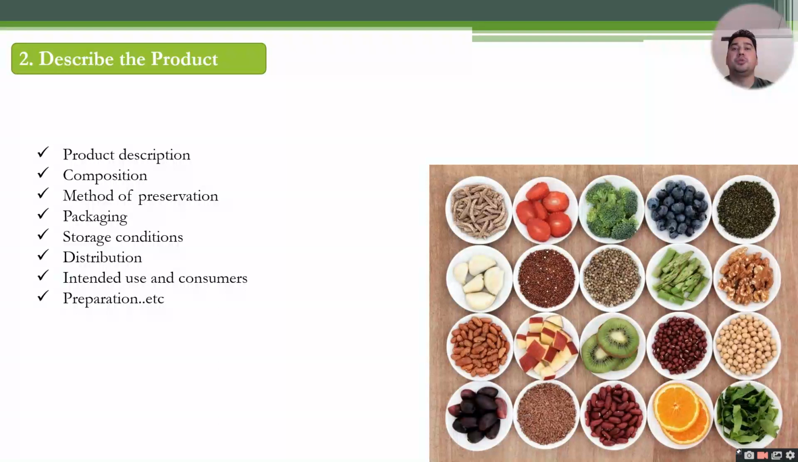After that, distribution: how it should be distributed. Then intended use and consumers. What is the intended use and the consumer? Who should consume this product and who should not? That information should be there for the product. And the preparation: how you prepare this product. All this information should be there whenever you are describing the food product. Certain other things you can also include in step number 2, but these are the minimum requirements that you have to include in describing the product.